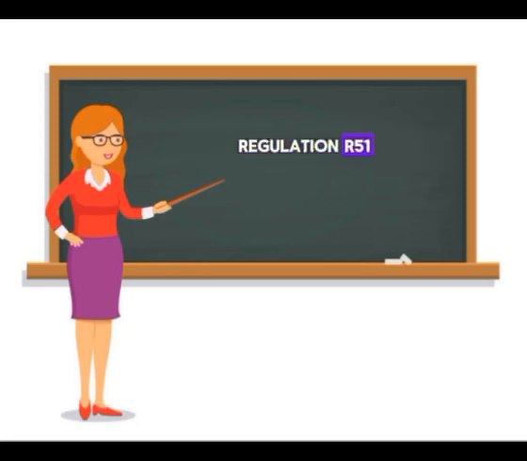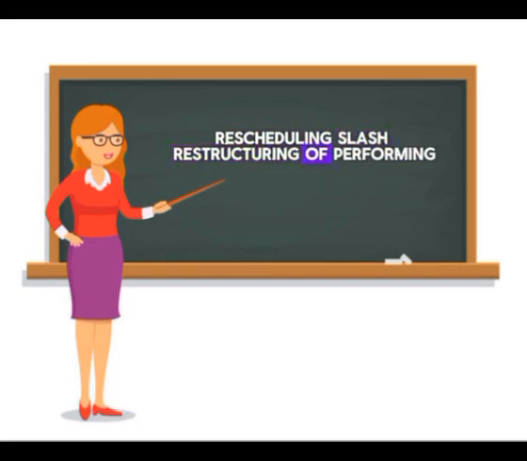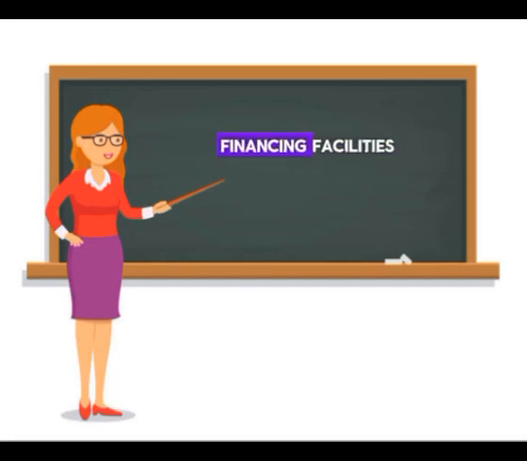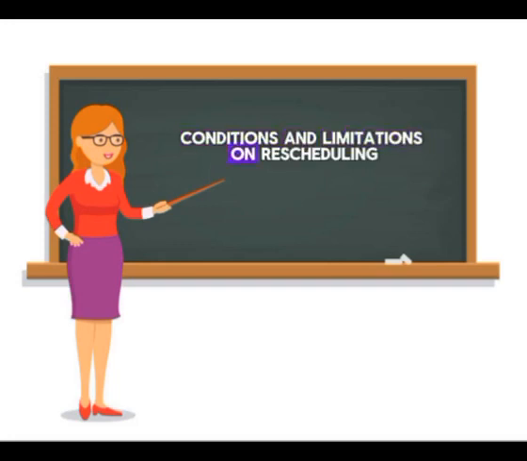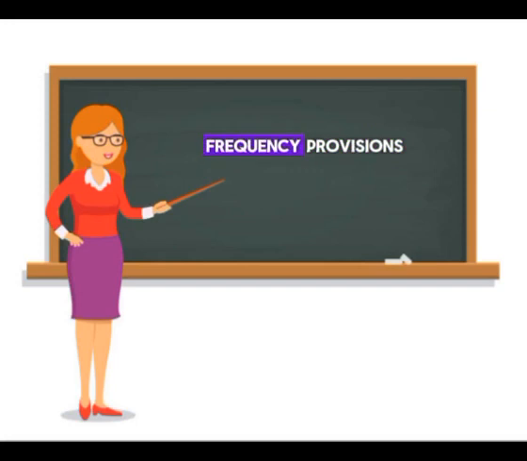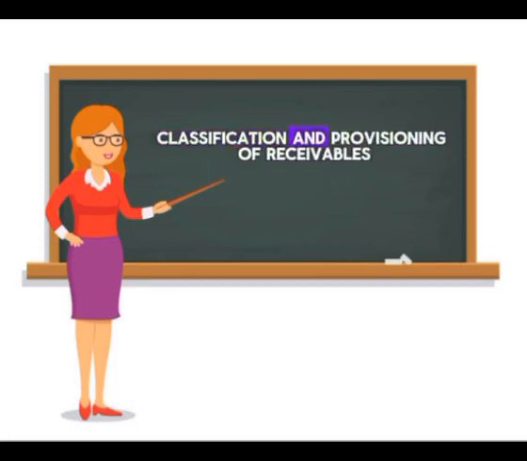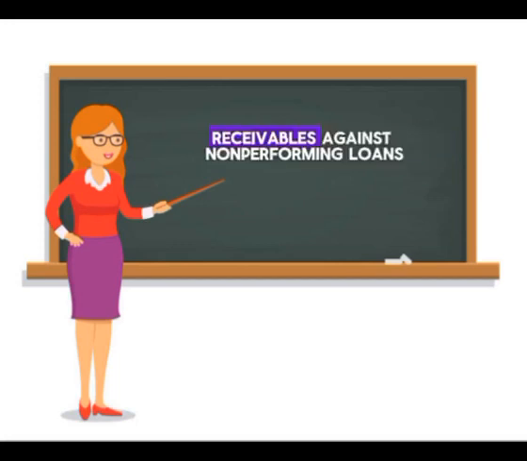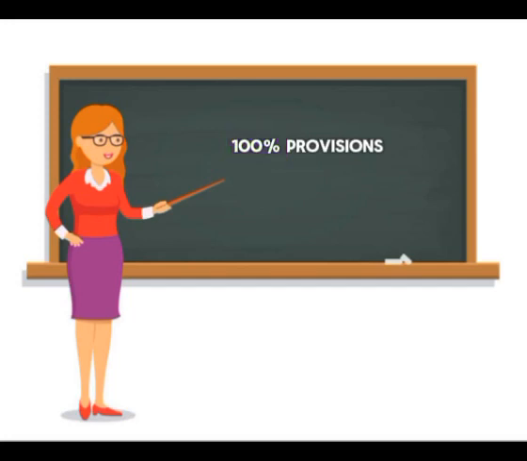Regulation R5. Rescheduling/restructuring of performing/non-performing consumer financing facilities. Policy framework for rescheduling/restructuring with approval requirements. Conditions and limitations on rescheduling/restructuring frequency. Provisions handling for rescheduled/restructured non-performing facilities. Regulation R6. Classification and provisioning of receivables. Receivables against non-performing loans, to be classified with 100% provisions.